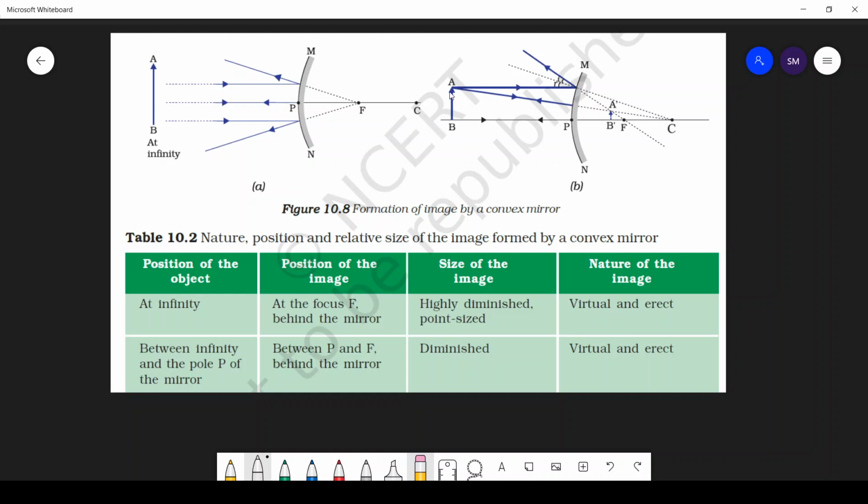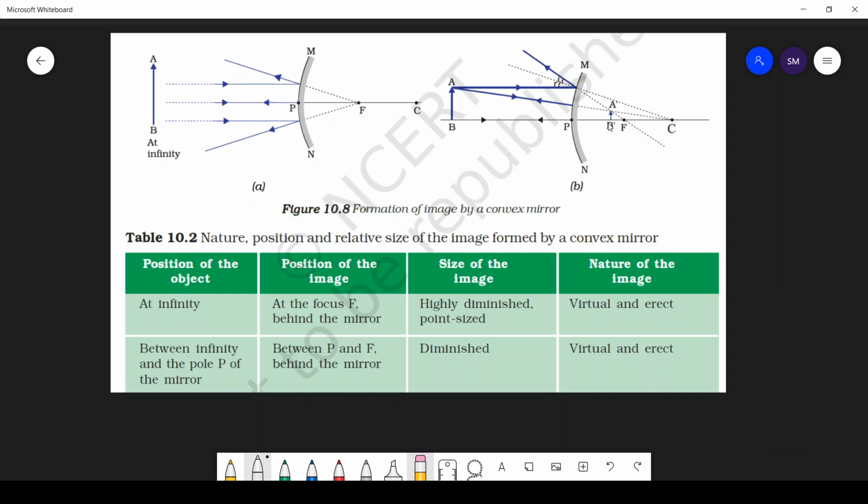Now at a finite distance, the ray going towards the center of curvature appears to go through the center of curvature and reflects back, appearing to come from the center of curvature. The ray parallel to the principal axis appears to come from the focus. So these two rays are meeting at a point which is behind the mirror.